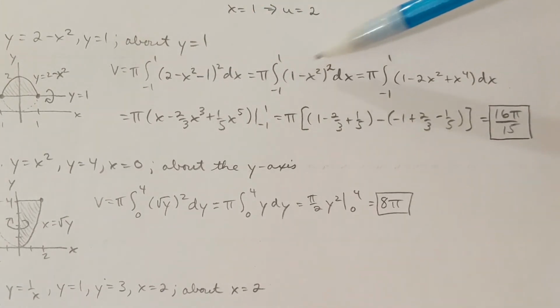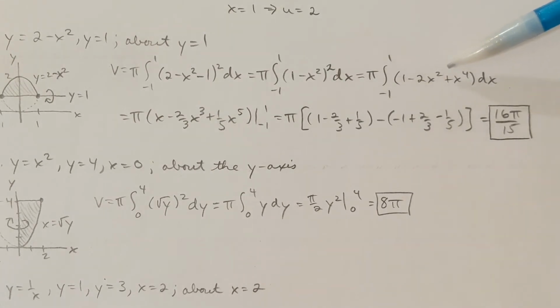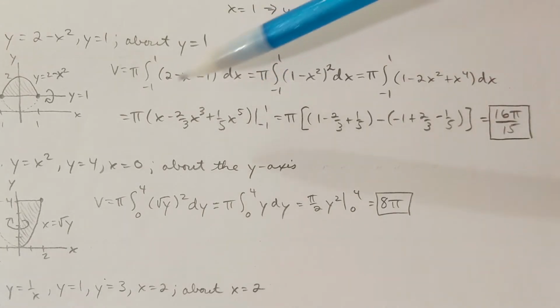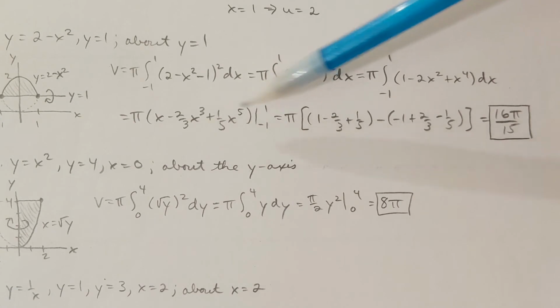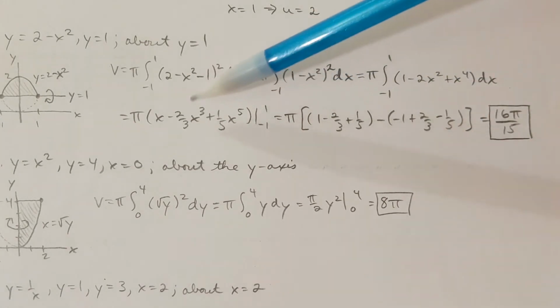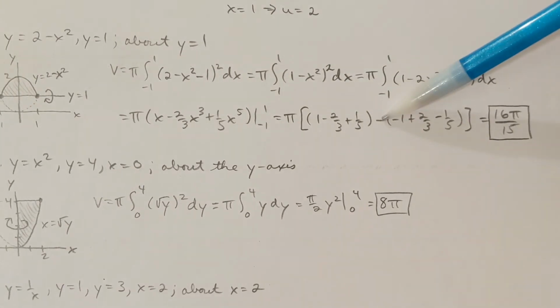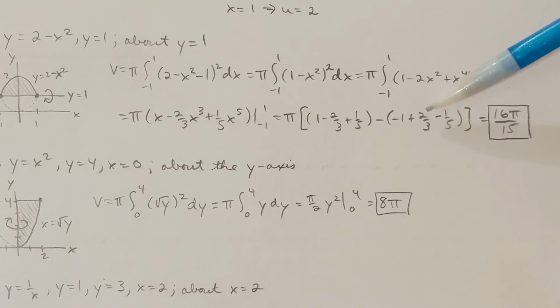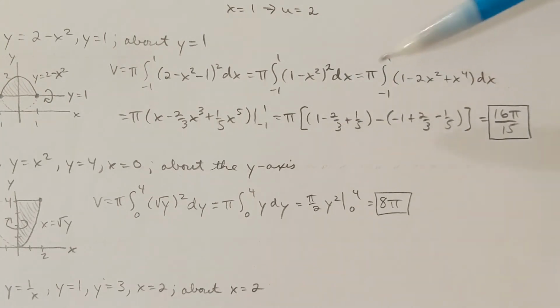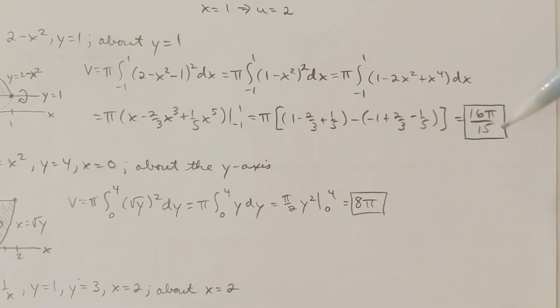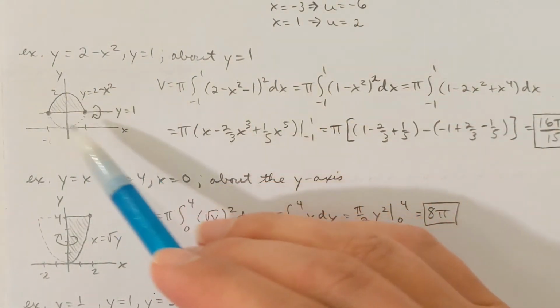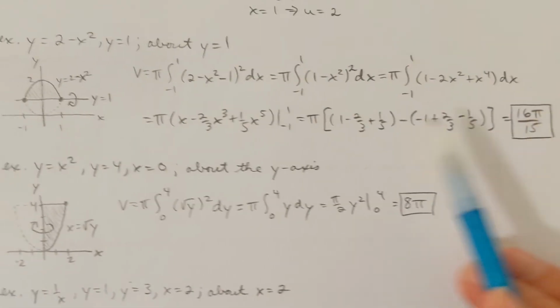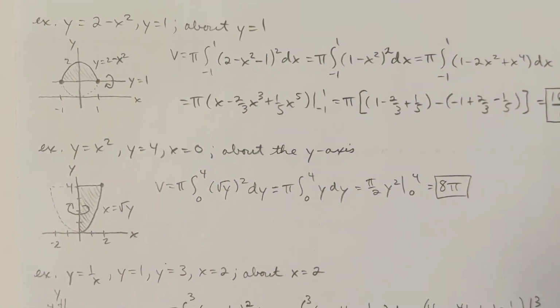2 minus 1 is 1. 1 minus x squared times 1 minus x squared would be 1 minus 2x squared plus x to the 4th. The antiderivative then would be x minus 2/3 x cubed plus 1/5 x to the 5th, times pi, evaluated from -1 to 1. When you plug in 1, you have pi times 1 minus 2/3 plus 1/5, and then minus, when I plug in -1, -1 plus 2/3 minus 1/5. When you simplify all this, you should get 16 pi over 15. Make sure that it's in exact and simplified form. That would be the exact volume of this 3D object. It kind of looks like a football. 16 pi over 15 cubic units would be the volume of that 3D solid.